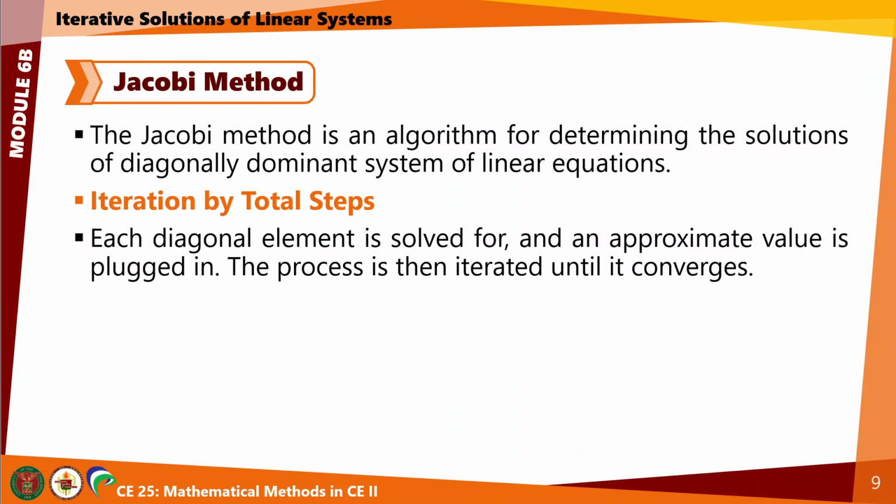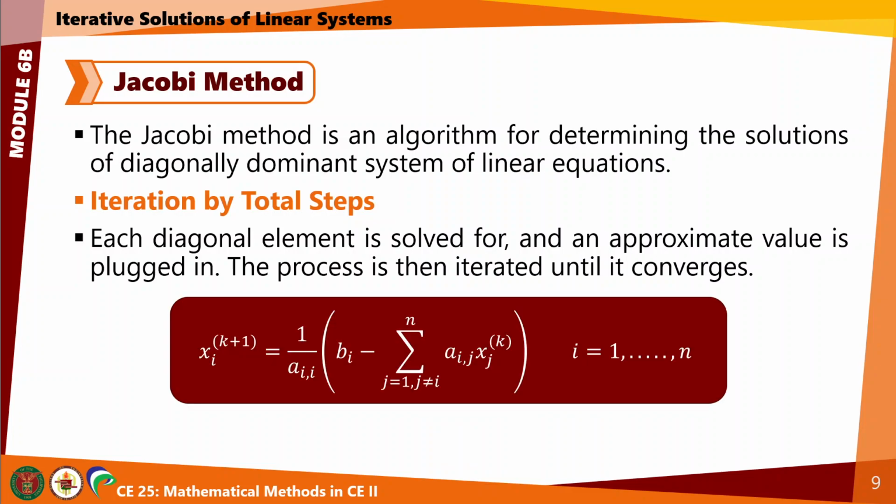So, each diagonal element is solved for, okay, yung diagonal lang talaga yung target na i-solve, diagonal element, and then approximate value is plugged in. Okay, the process is then iterated until it is converging. Okay, this is the main equation for the Jacobi method.